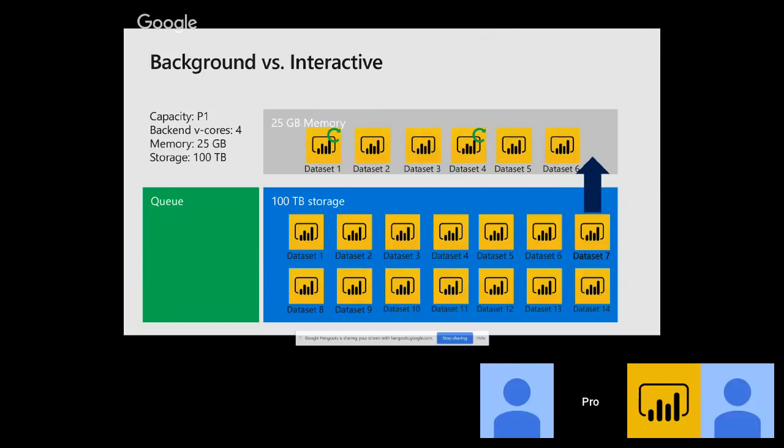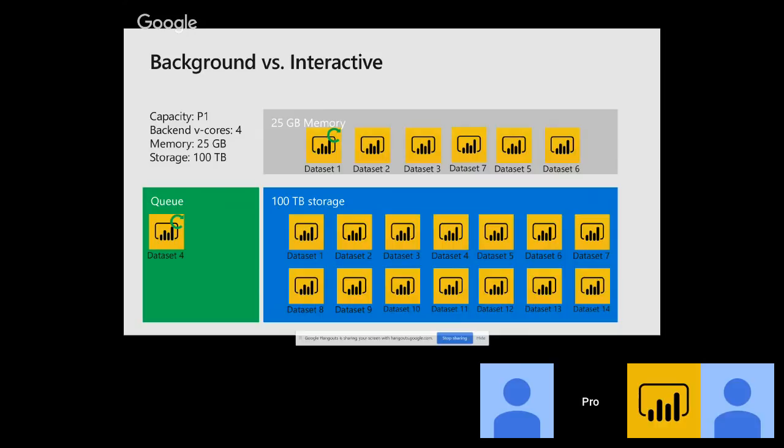If that's not there, we don't get any benefits there. So we still have to find some room for data set number 7. Since we prioritize interactive over background, what we'll do now is stop one of the data sets that's refreshing and put it back in the queue, evicting it so that data set number 7 can now go ahead and be queried.